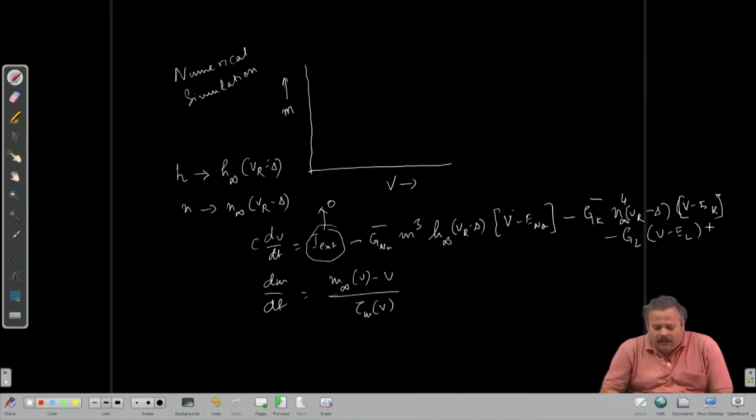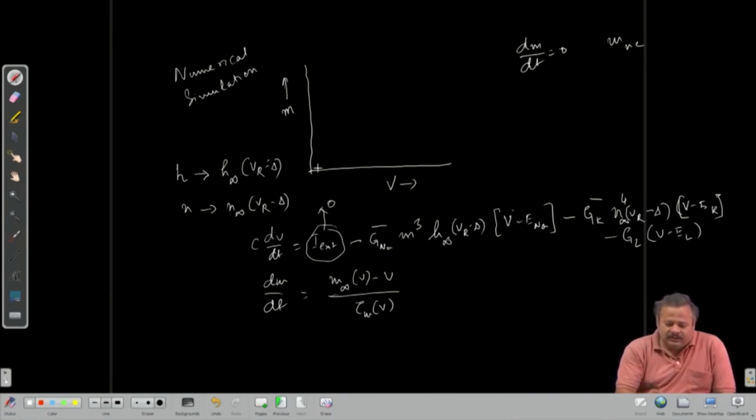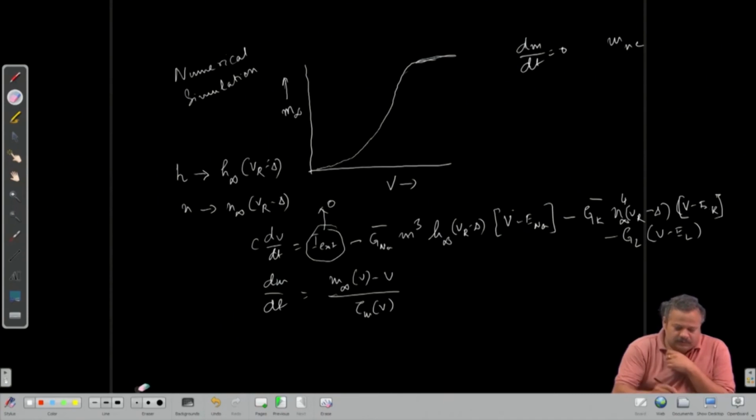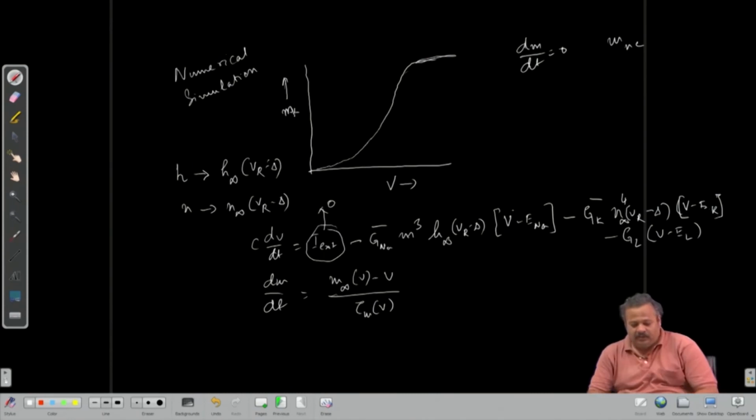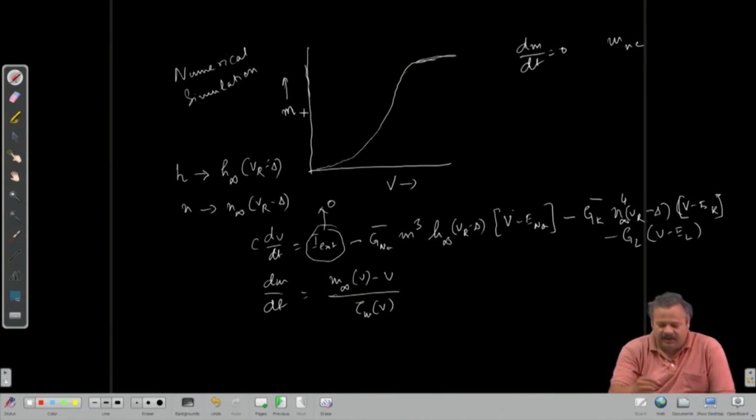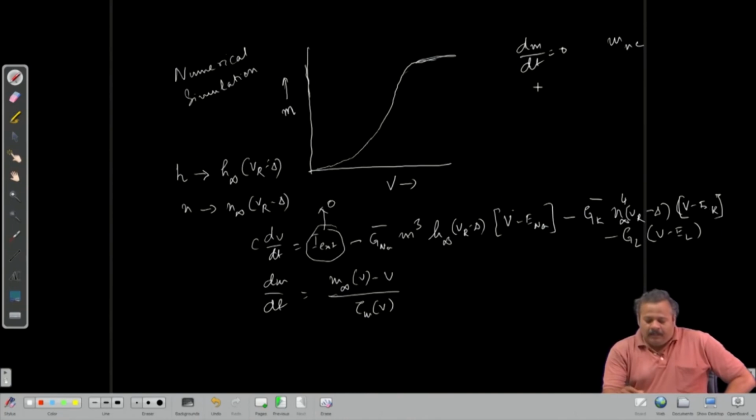So now from this we can get dm/dt equals 0, that is the m nullcline, which is the same as what we have seen before. It is going to be something like this, just the same curve, or the m infinity curve as a function of voltage. But we are actually plotting the m value here, and this curve is like the m infinity curve.